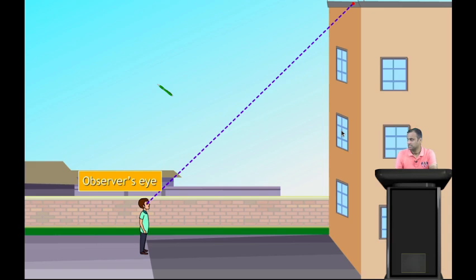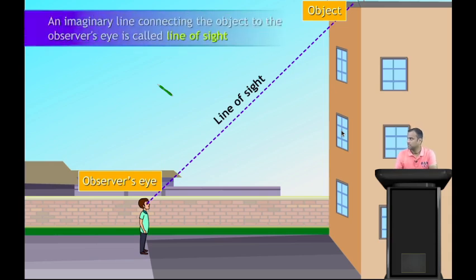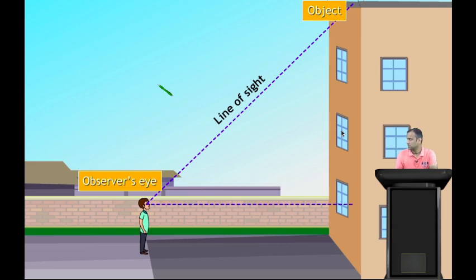So this is the observer's eye, if anyone is observing, and this is the object. It is called the line of sight. An imaginary line connecting the object to the observer's eye is called the line of sight. Then this is again an imaginary line which is parallel to the ground. It is called the horizontal line.